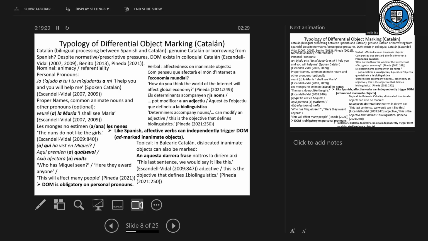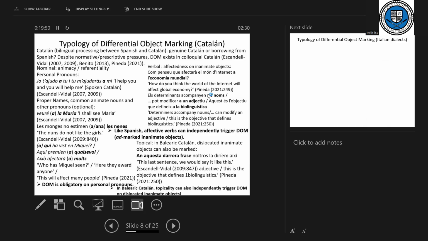There's a very interesting phenomenon in Balearic Catalan, which is a very specific variety. So, dislocated inanimate nouns can also be marked. So topicalized inanimate nouns, such as this one, so an, aquesta, darrera frase, the frase is an inanimate noun, but when it's being topicalized, it can also be marked by a. So I guess this shows that in Balearic Catalan, topicality independently triggers DOM because it does so to inanimate objects, which is quite fascinating.